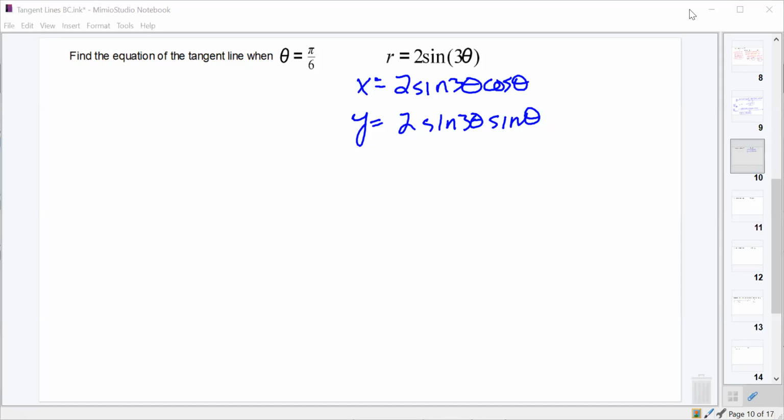Sounds good. So we'll evaluate each of these at theta equals pi over 6. Okay. So at pi over 6, this becomes the sine of 3 pi over 6, or the sine of pi over 2. Sine of pi over 2 is 1. So this is 2 times 1. And what's the cosine of pi over 6?